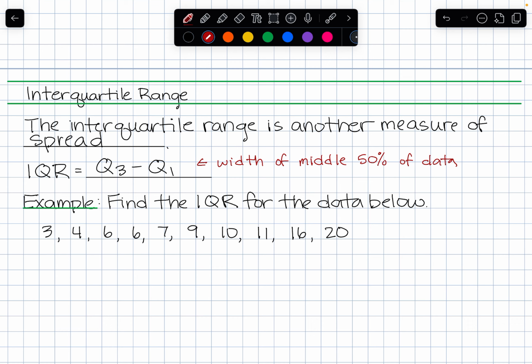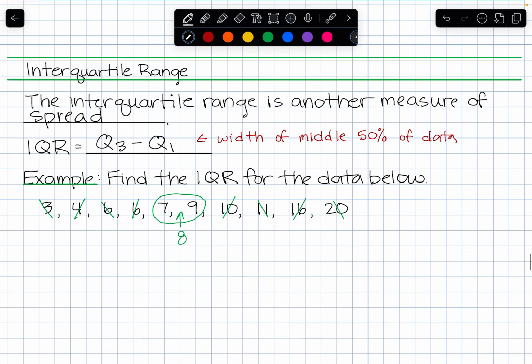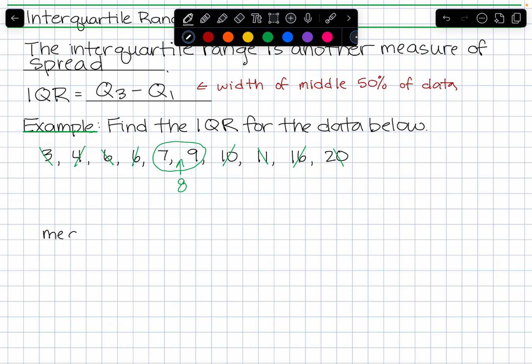I know that quartiles depend on the median. So the very first thing I'm going to do is find the median. And to do that, I need to make sure my data is sorted. And it looks like it's in order from smallest to largest. That makes me happy. So I'm going to start crossing off values, working from the outside in. And I end up with 7 and 9. The number halfway between them is 8. So my median, which is my second quartile, is 8.